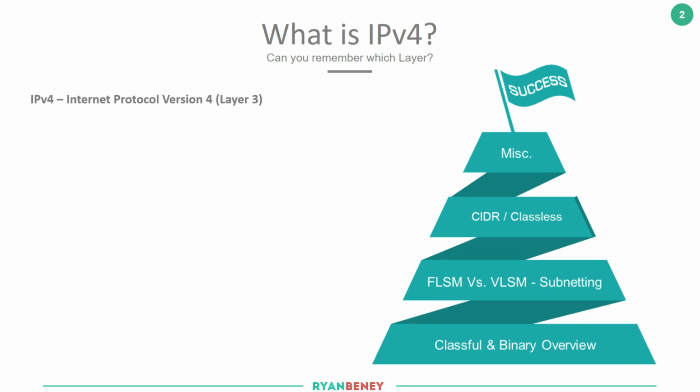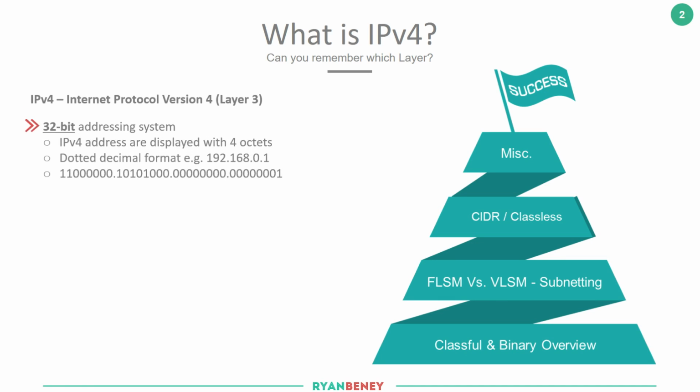So before we get stuck into understanding classful and binary, I want to actually take a step back and ask ourselves, what is IPv4? Okay, so what do we need to know about IPv4 moving forward? The first thing is it's a 32-bit addressing system. So you can see here that when we mean 32-bit addressing system, we mean 32 1s and 0s. So this here represents an IP address in binary format. However, we normally display them in what we refer to as dotted decimal, which is displayed in this format.